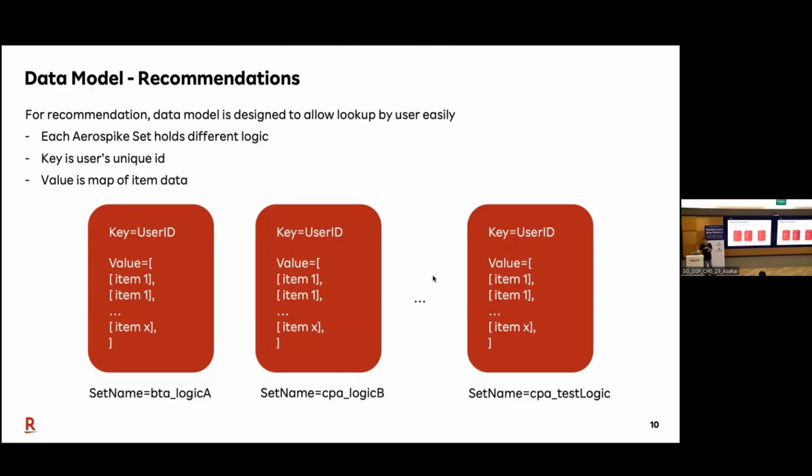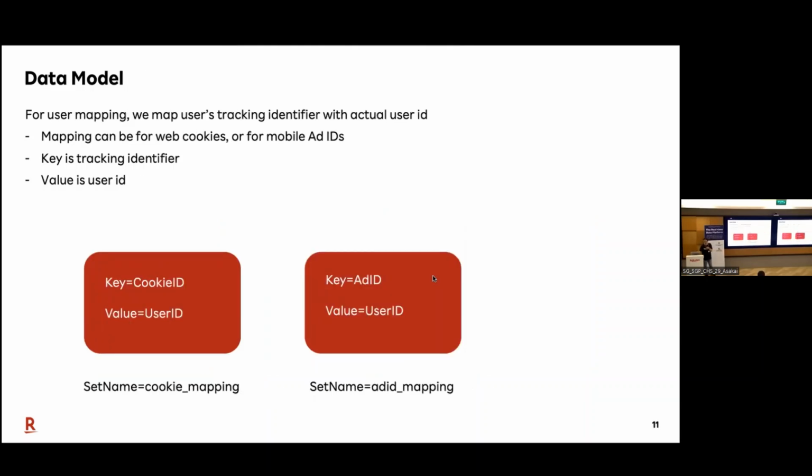This is for recommendation. And another one that we use is even simpler, which is for user mapping. The user mapping is very important for ad technology. It can be used for the ad exchange or other high-level ads platforms as well. The usage is just to translate the tracking ID to the actual internal ID.